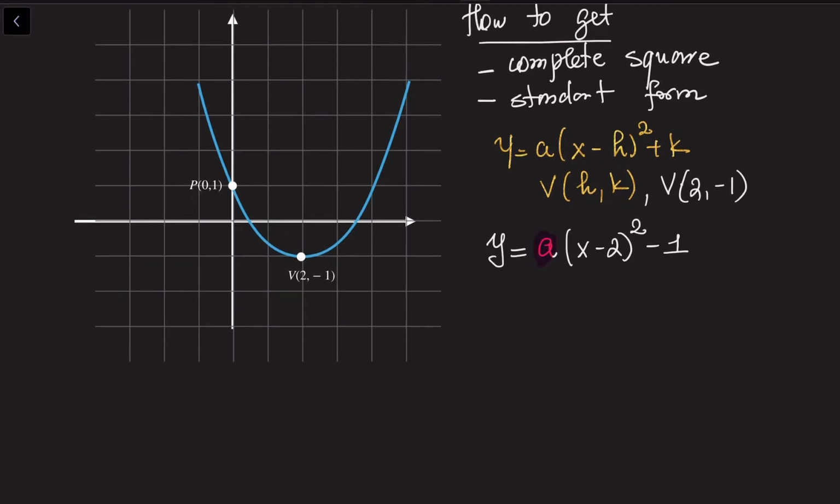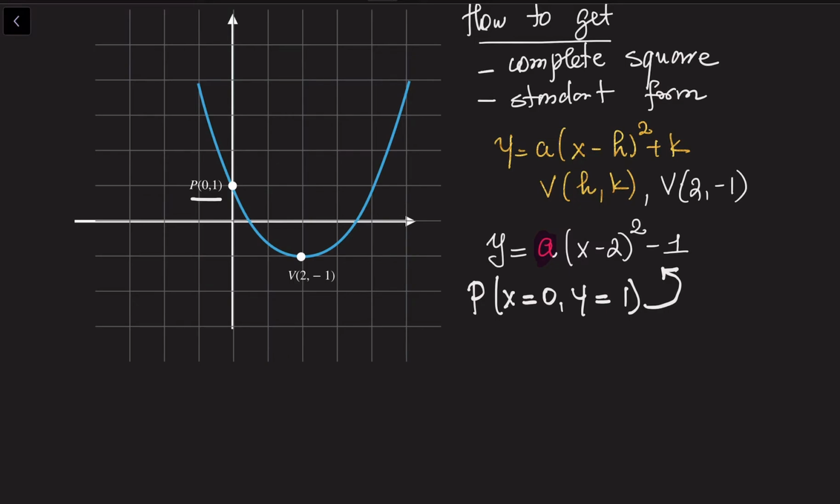So the only problem is, what is this value of a? In order to define the exact value of a, we are going to use this point. Since we are given the point P with x coordinate equal to 0 and y coordinate equal to 1 on the parabola, if I substitute this point into this equation, it should satisfy it. So the left-hand side should be equal to the right-hand side.